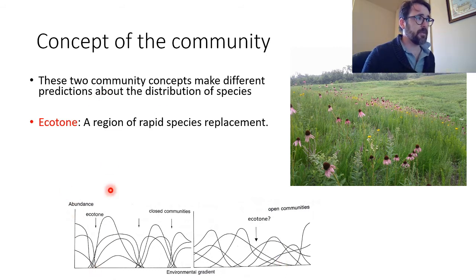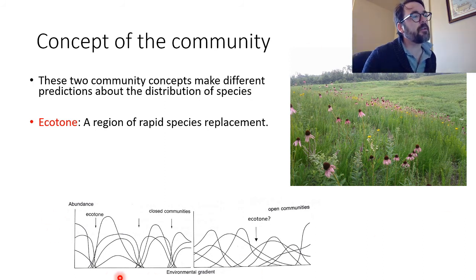So an ecotone is defined as a region of rapid species replacement. You can see an ecotone in the background here, where suddenly there's a forest. My guess is that this particular field has to do with what humans did. So probably humans cleared this field and then didn't clear that field, but I don't know for sure.